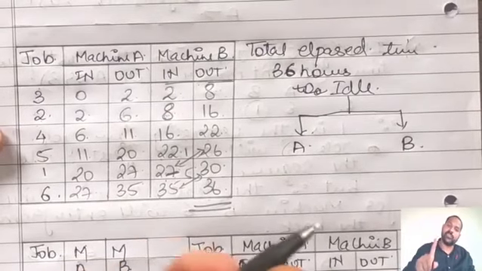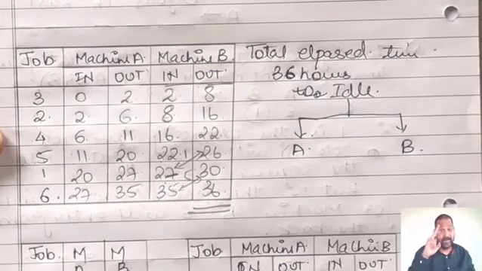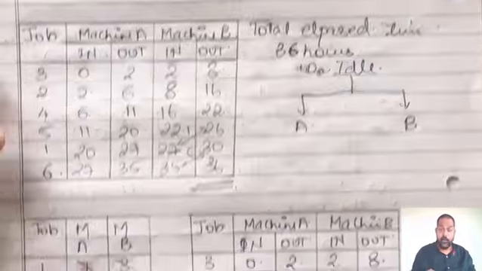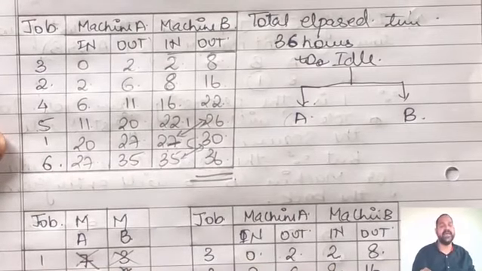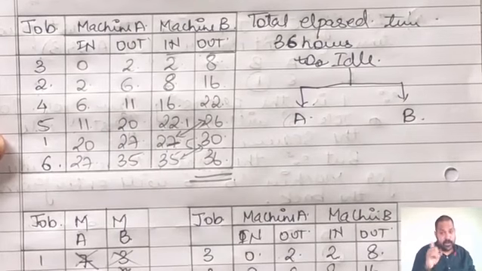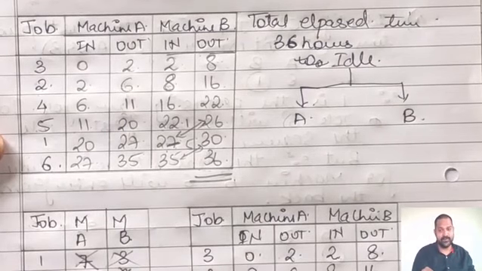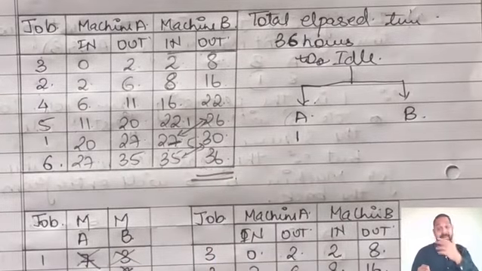Both the machines will always have one fixed idle time. And that is, when did the work end? At 36 hours. When did A's work end? At 35 hours. Then do you agree that for that 1 hour A had to wait? And that is why A has 1 idle time.